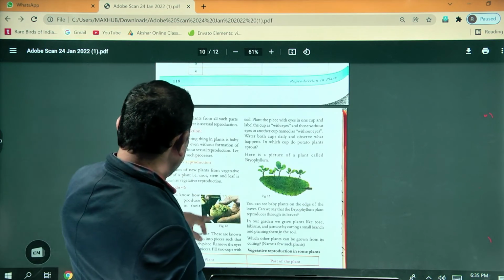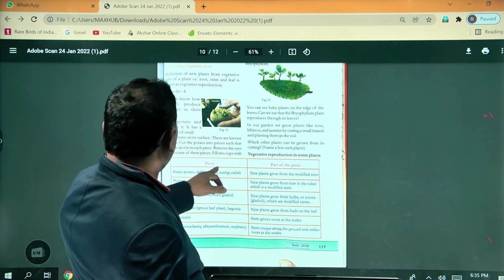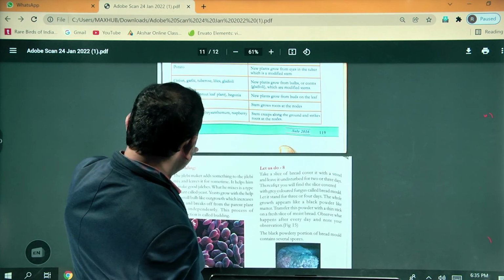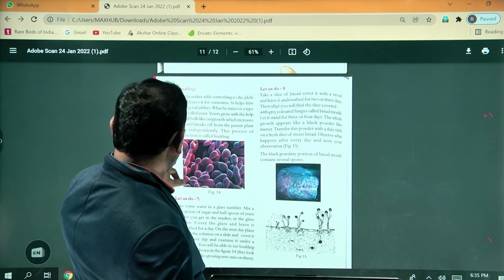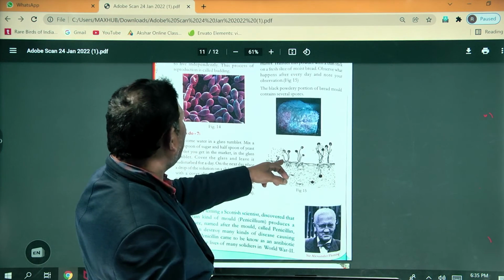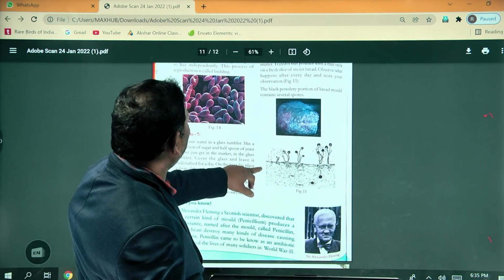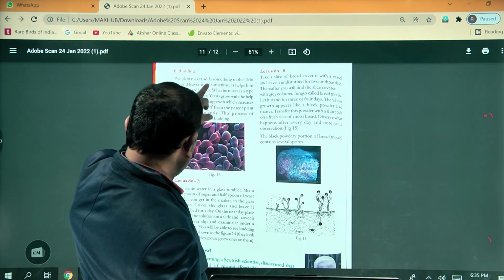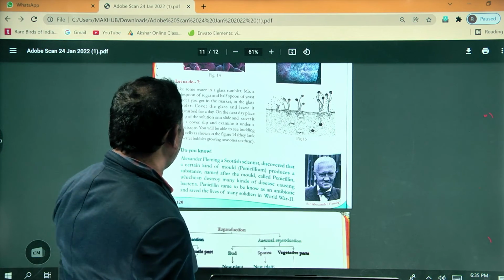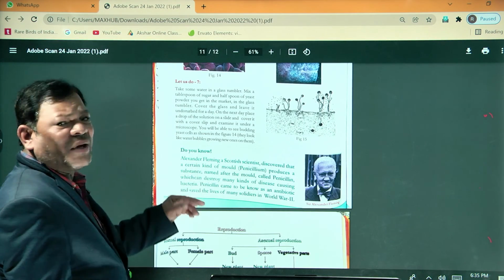This is vegetative reproduction, from parts of plants such as roots, stem and leaves. This is budding, especially seen in hydra and yeast. Spores are formed, especially in Rhizopus. The scientist Alexander Fleming discovered penicillin.